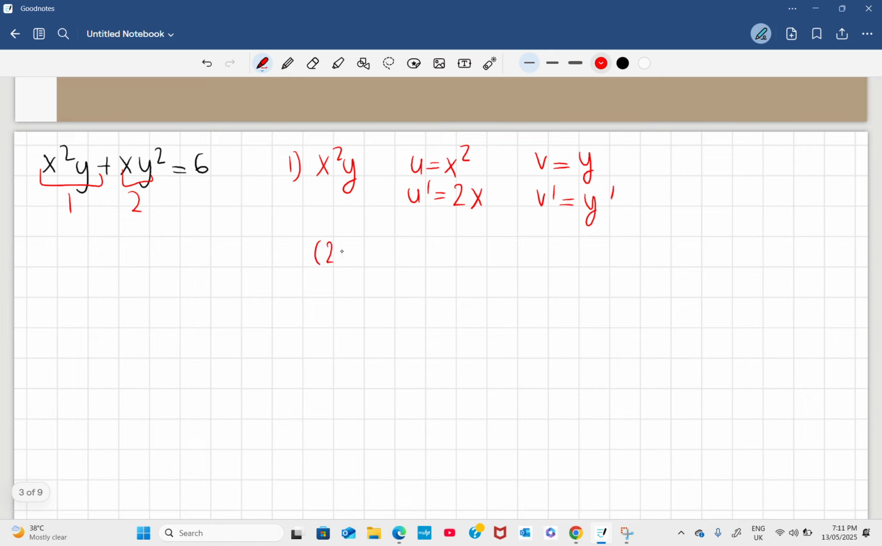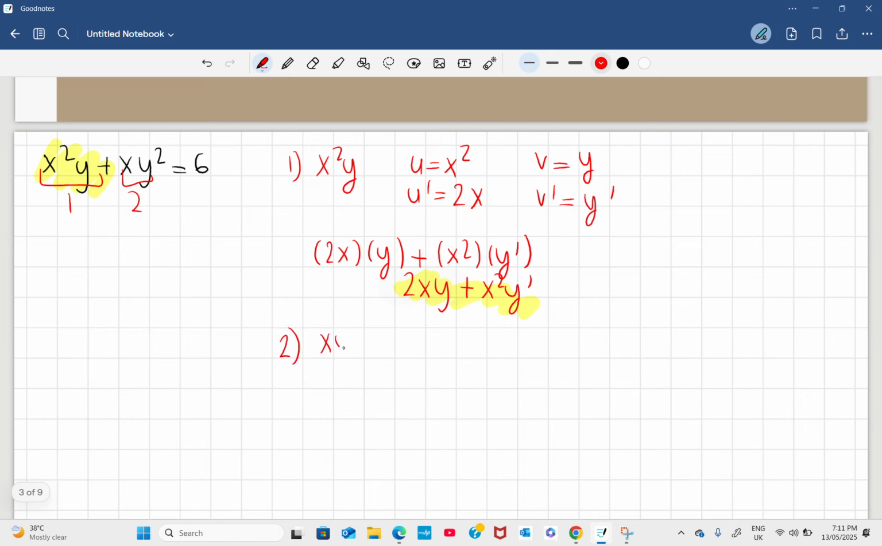So 2x into y plus x squared into y prime, or you can just directly write it as 2xy plus x squared y prime. So this is for this. Okay, now let's do for number 2.